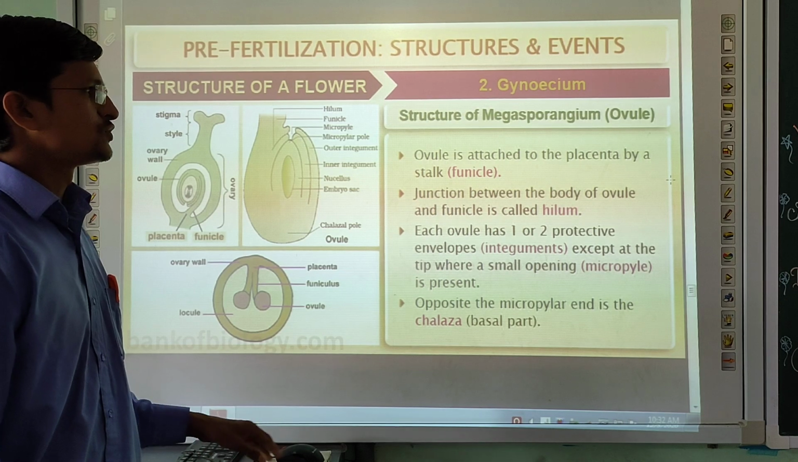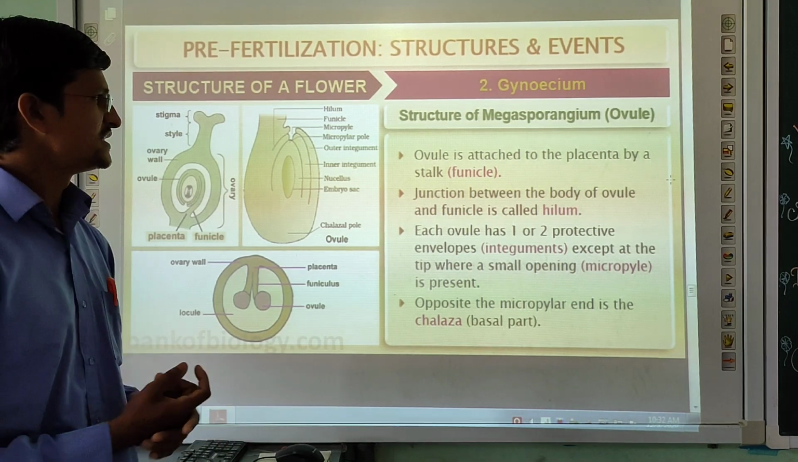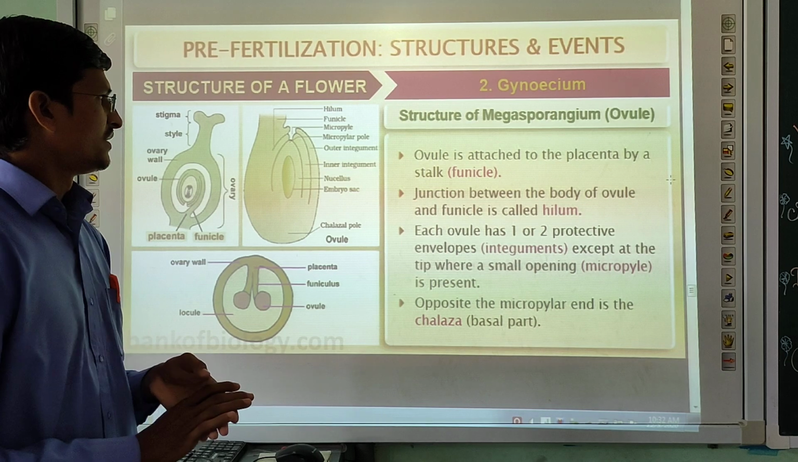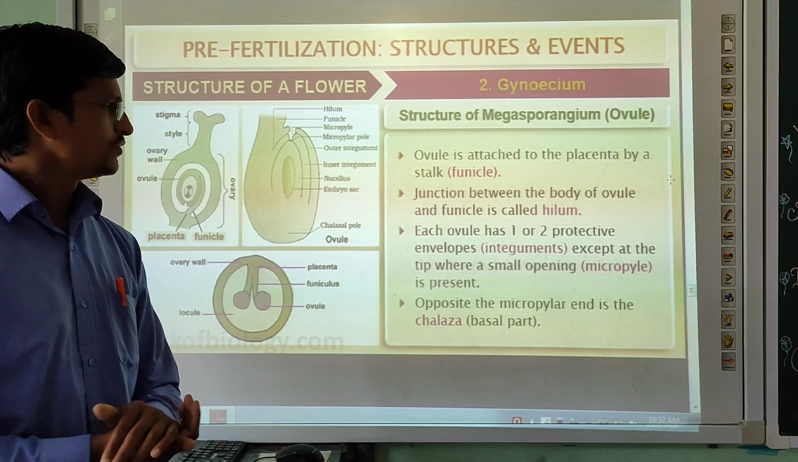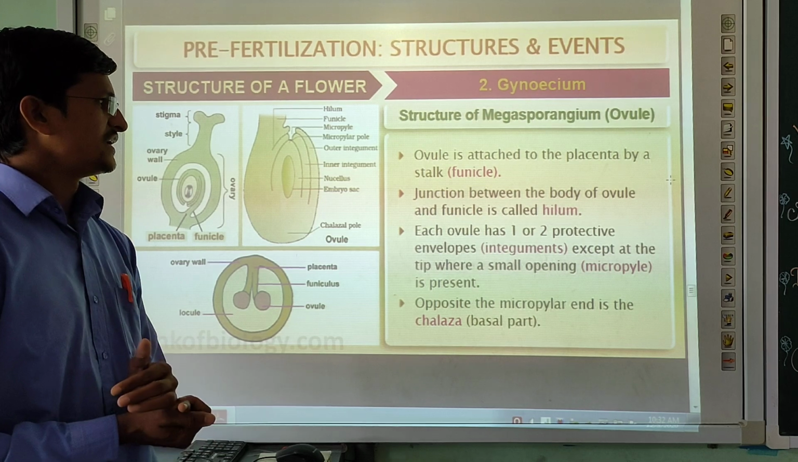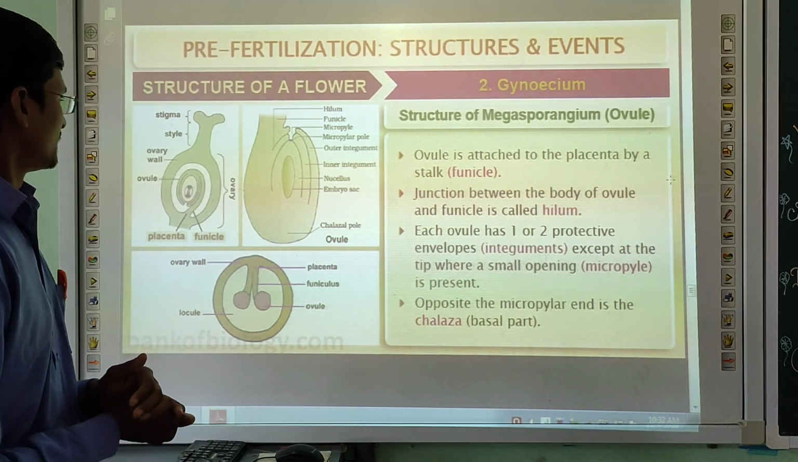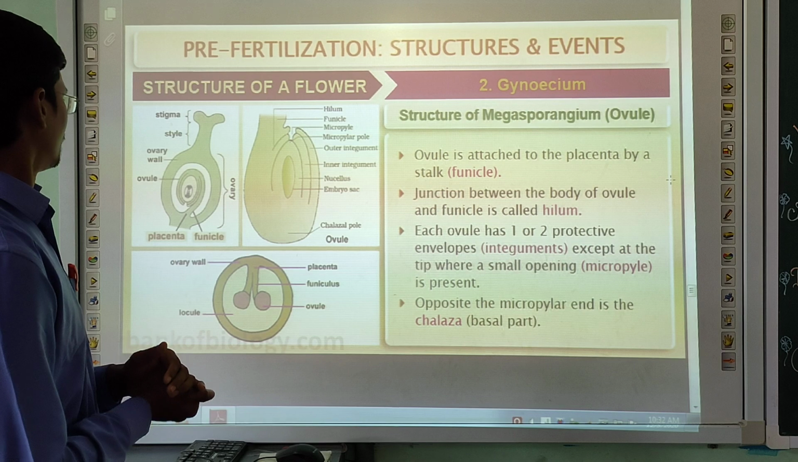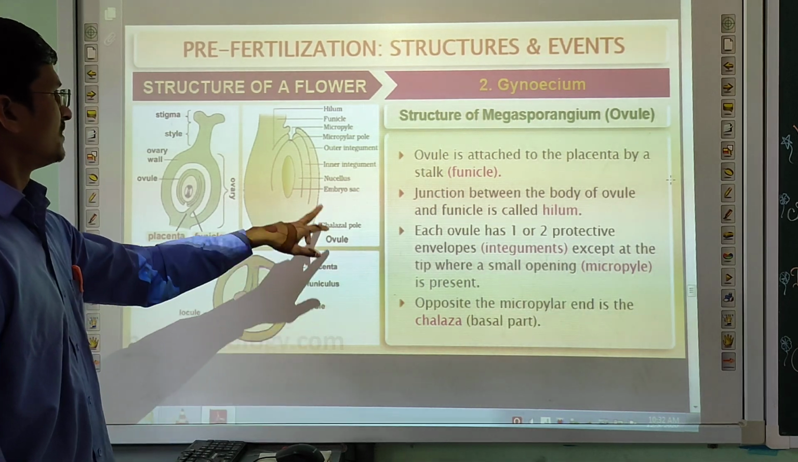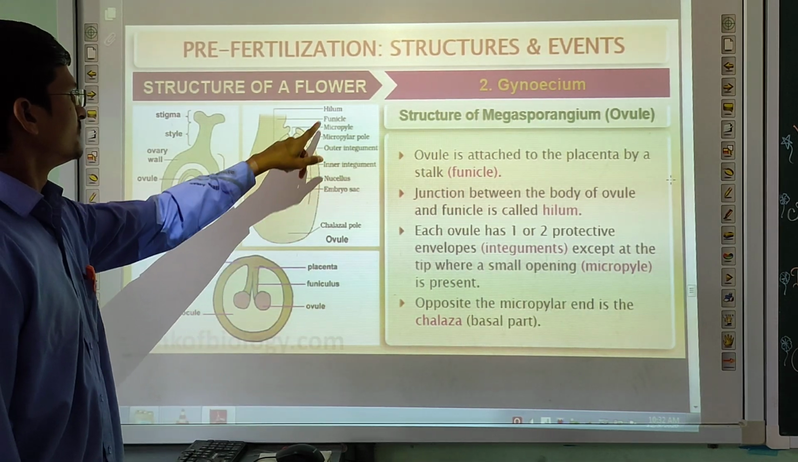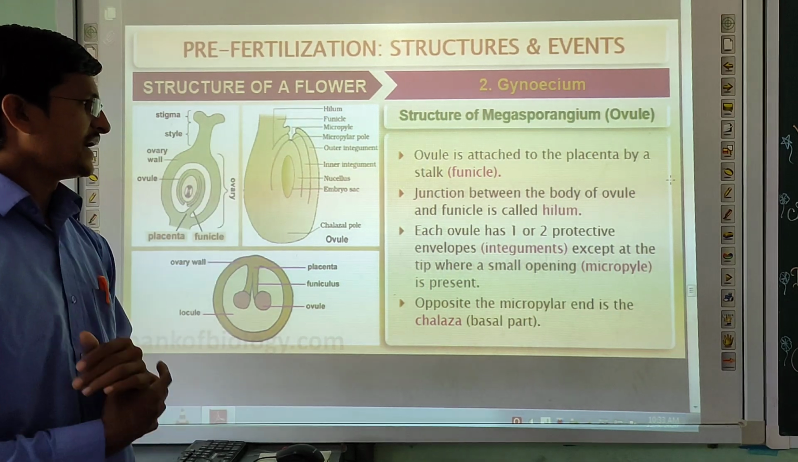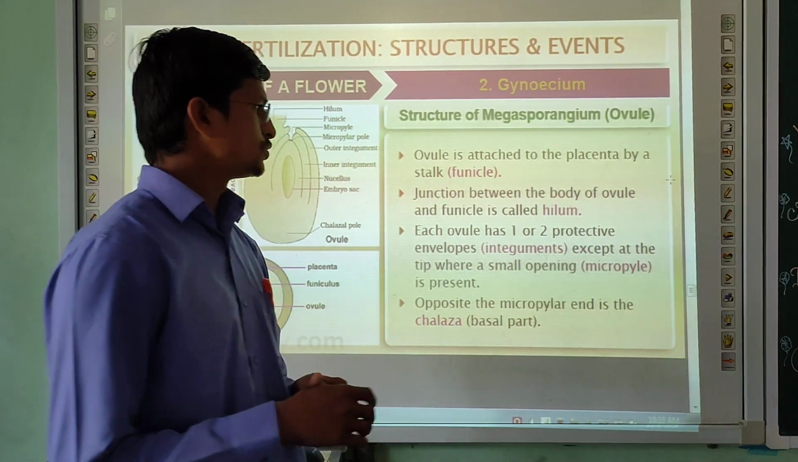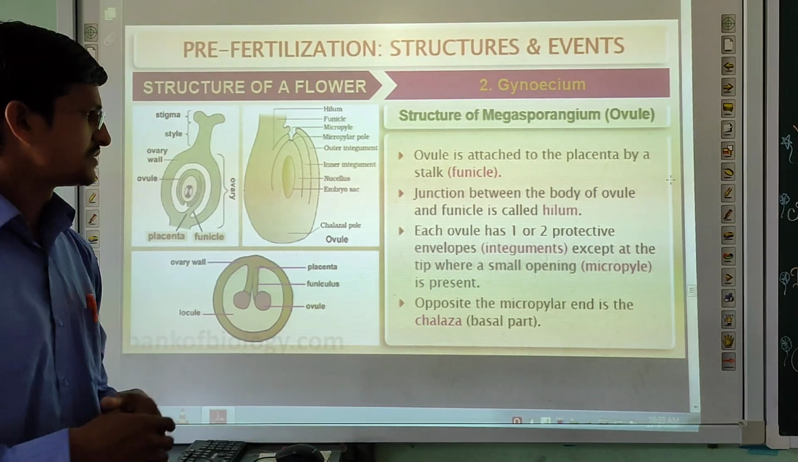So the ovule is attached to the placenta by a stalk, that is the funicle, and the junction between the body of the ovule and the funicle is called the hilum. You can see the word hilum, this part. Okay, that is called the hilum, and each ovule has one or two protective envelopes.